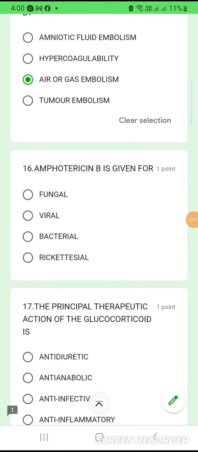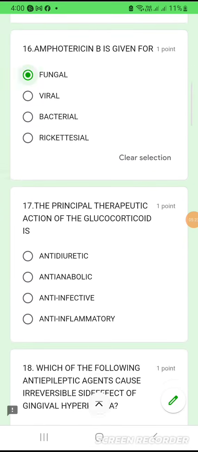Coming on to 16th question, very easy. Amphotericin B is given for which of the given condition, whether it is a fungal or viral, bacterial or rickettsial. So amphotericin is an antifungal. So the option is A.